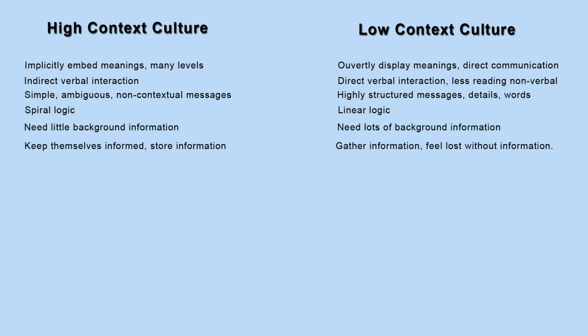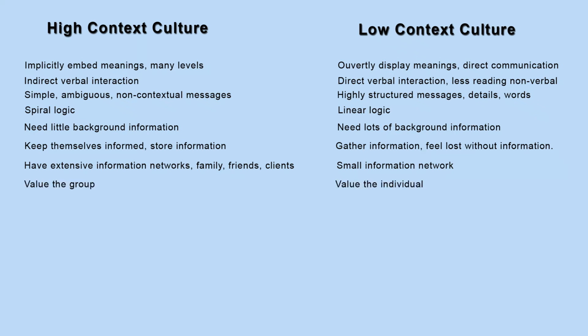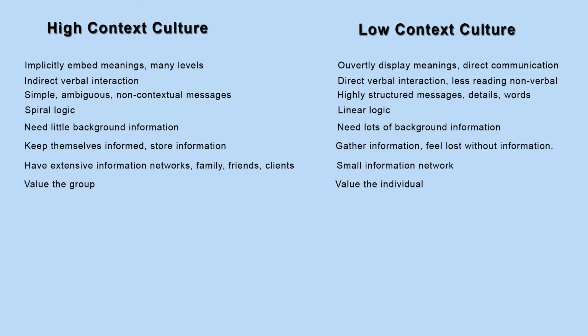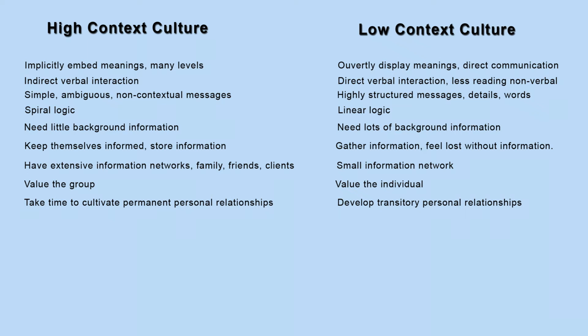High context culture people have extensive information networks among family, friends, colleagues, and clients. Low context culture people do not have extensive personal information network systems. In the high context culture, people value the groups, the family, the community. But in the low context culture, people value the individual. Because people value the group in the high context culture, they take time to cultivate and establish a permanent personal relationship.